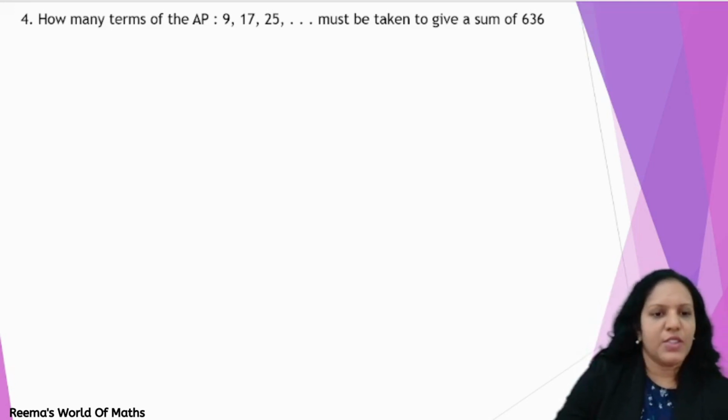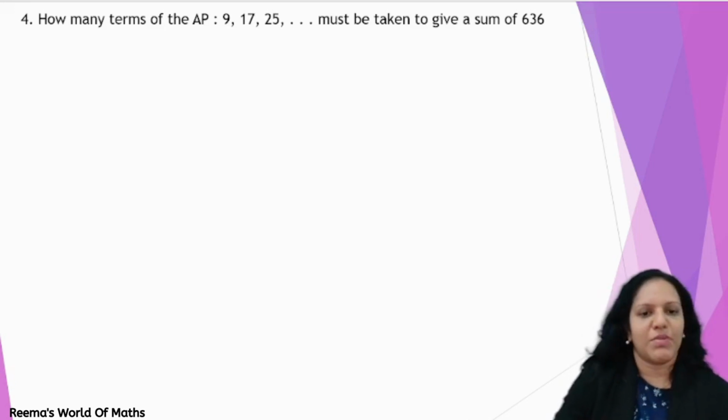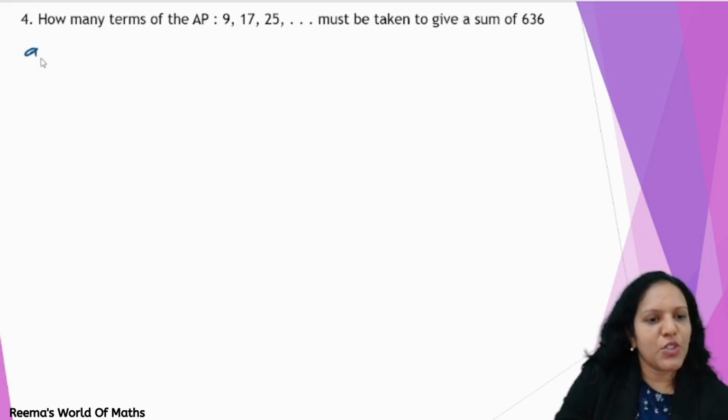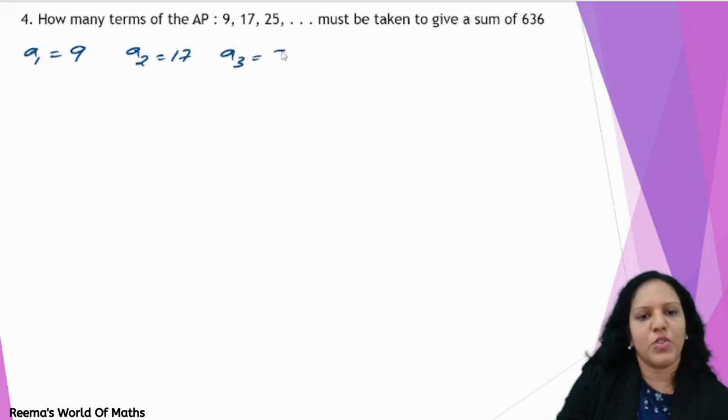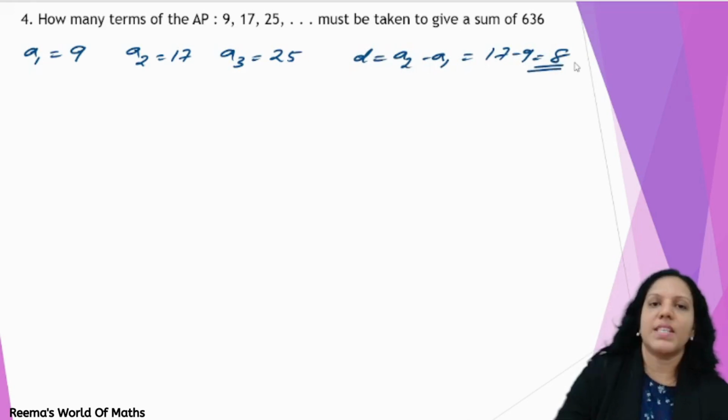So let's write that. We don't know the common difference, so first we have to find it. Here A1 equals 9, A2 equals 17 and A3 equals 25. For finding the common difference, D equals A2 minus A1, which is 17 minus 9 equals 8. So the common difference is 8 here.